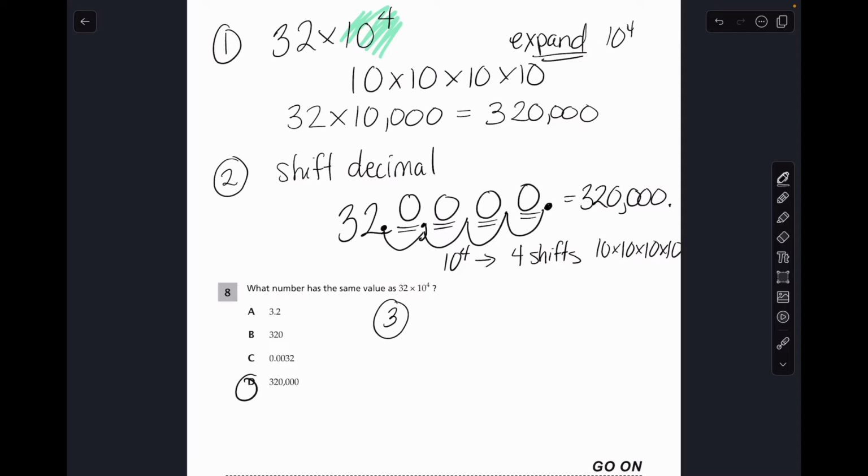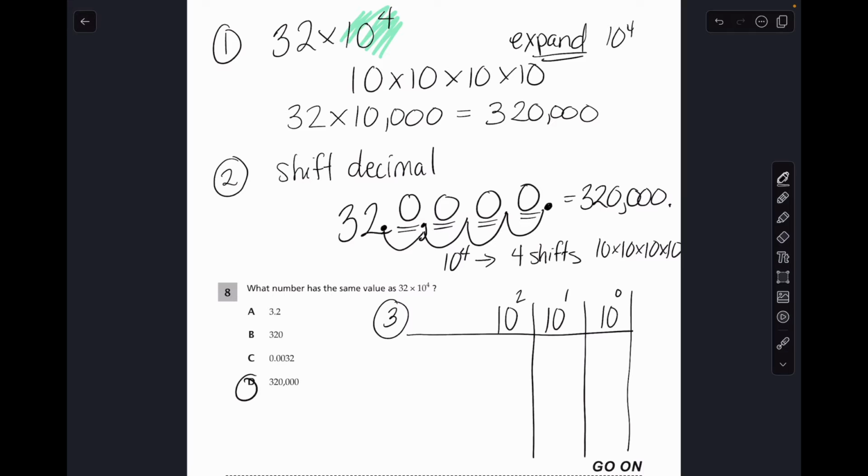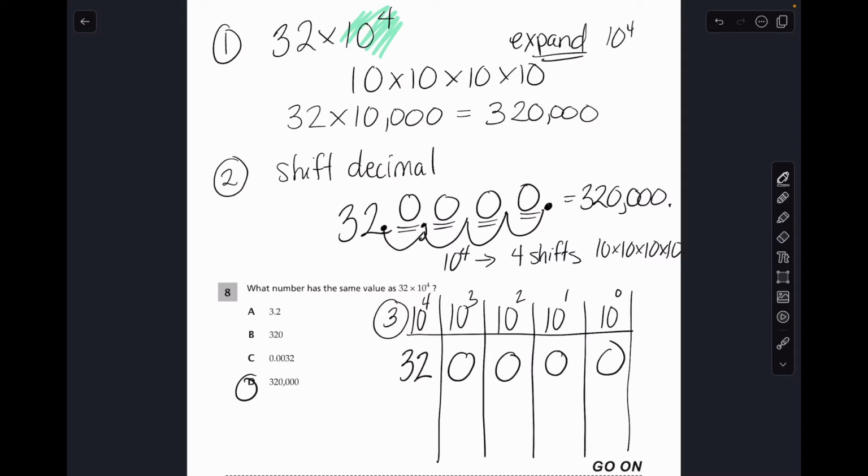The third way I sometimes see kids write this number is I see them putting, here's 10 to the 1st, 10 to the 2nd, 10 to the 3rd, and here's 10 to the 4th, and they would put their 32 here and put 1, 2, 3, 4 circles. So this is a way that can work as well.